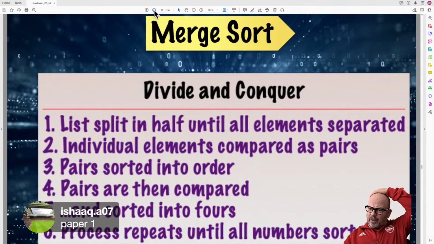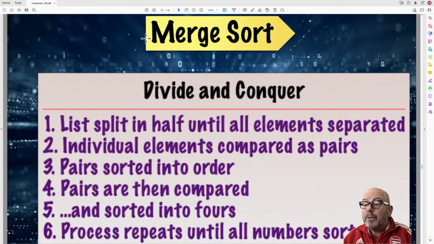Okay, so last one, I think. I've lost count. No, sorry, this is the merge sort. We're still talking about it. No, merge sort, divide and conquer. Okay, so list split in half until all elements separated. Right, I'm confusing myself now. This is the last one, merge sort. We've just done insertion, haven't we?